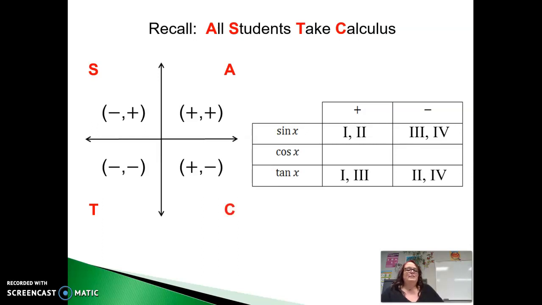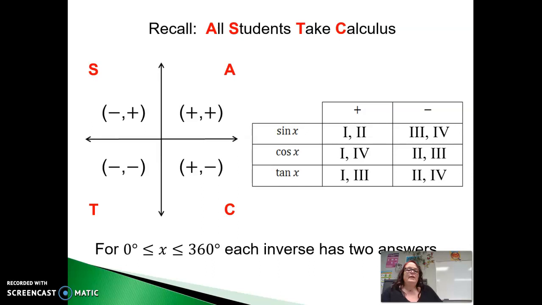And then we have all students take calculus, so that means cosine is going to be positive to the right of the y-axis, so in quadrants 1 and 4, and cosine is going to be negative to the left of the y-axis, which is quadrants 2 and 3. So this is something really important to keep in mind when you're doing your problems to make sure that your signs are correct.